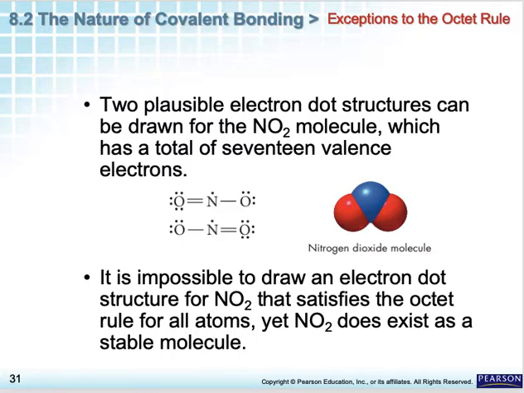So when we look at NO2, there are two possible electron dot structures, and we see that there are 17 total electrons, so someone is going to be short an electron, because we don't have enough pairs of electrons to get to 8 for each atom. So NO2 does exist. It is a stable molecule, but it does not obey the octet rule. And the atom that is violating the octet rule is nitrogen.